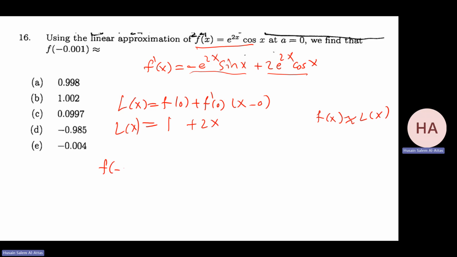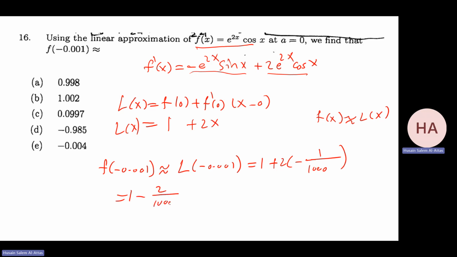So I can approximate f of x using L of x. So f of minus 0.001 will be approximately L of minus 0.001. So it's 1 plus 2 times minus 1 over 1000. Just to make it clear, that will be 1 minus 2 over 1000, which is 998 over 1000, which is 0.998.